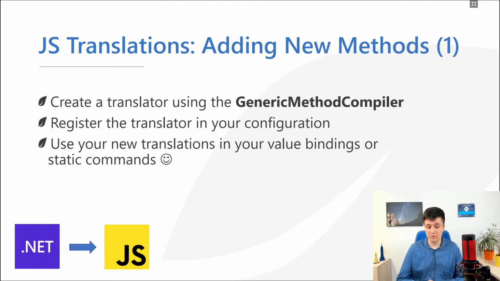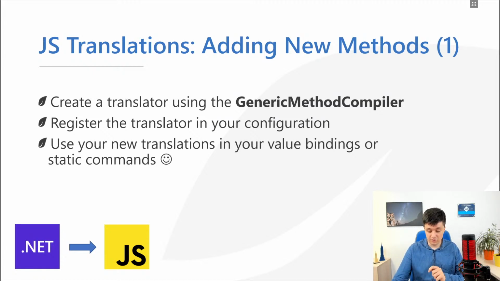So the first step is to basically create, to instantiate a generic method compiler. And bear with me, on the next slide I will show you what it actually means, because on this slide it may sound way more complicated than it actually is. And once you have this translator ready, you just need to register it in your .vvm configuration, and after that you are able to use your new .NET methods inside value bindings and static commands.